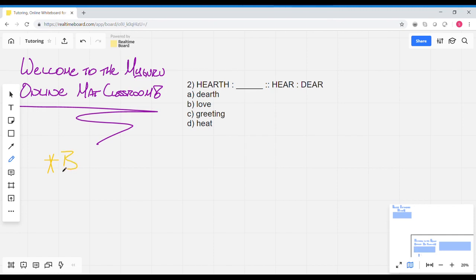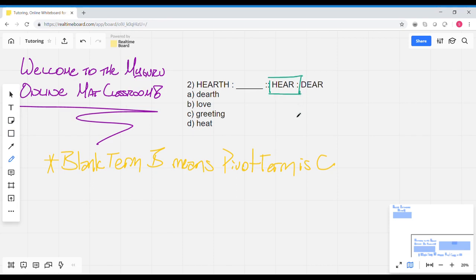Now, because the blank is in choice B, or rather term B, our pivot term is going to be C, because you can never relate B to C. That means we can consider the options for term C against the ones that have already been provided in capitals, as opposed to dealing with the answer choice.